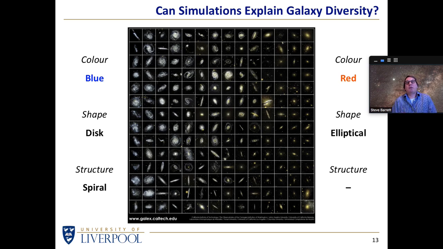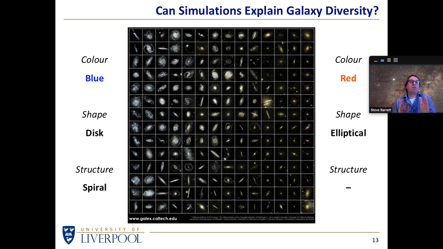Ultimately, we would like to be able to explain why we see so many types of galaxies. If we take, what is this, 100 or so different types of galaxy that we see in the observable universe, we can put them on this chessboard with the bluish ones on the left. They tend to be the disk-like galaxies, which have often a spiral structure.